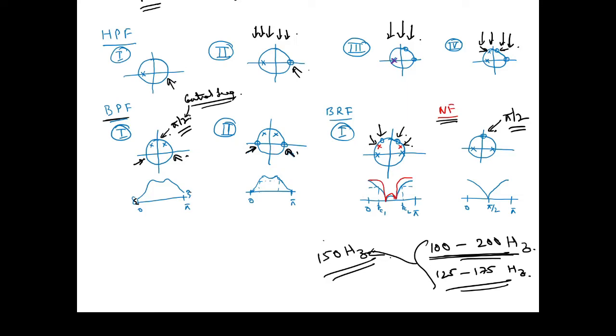So this is how we go about designing filters by the placement of poles and zeros in the digital domain. Okay, do you have any questions? Now in the band reject filter, I forgot to explain the frequency response. When these red poles are not there, it would be much lower. However, when we have placed the poles, you see the frequency response becomes much steeper.